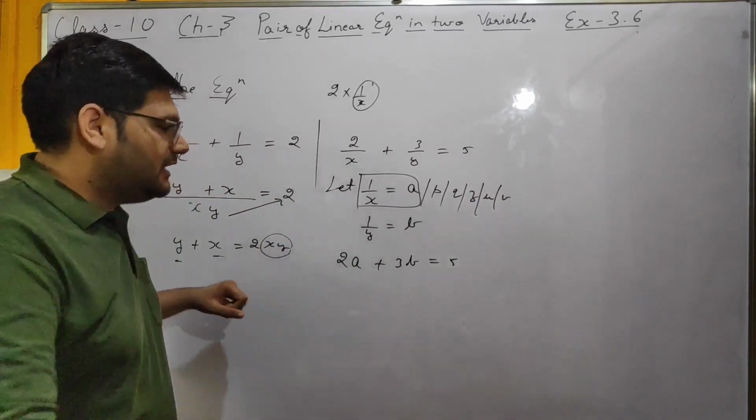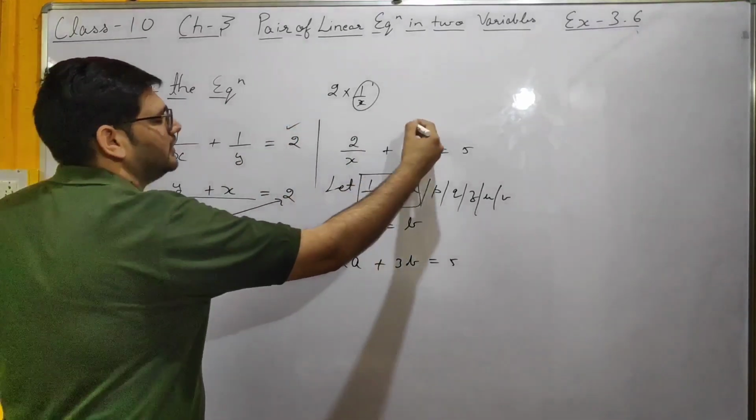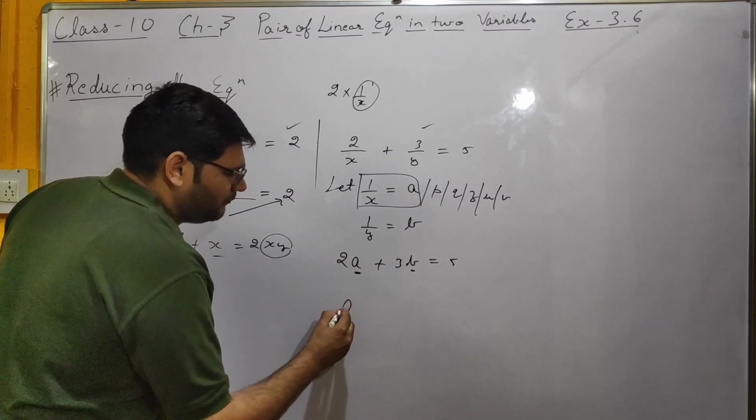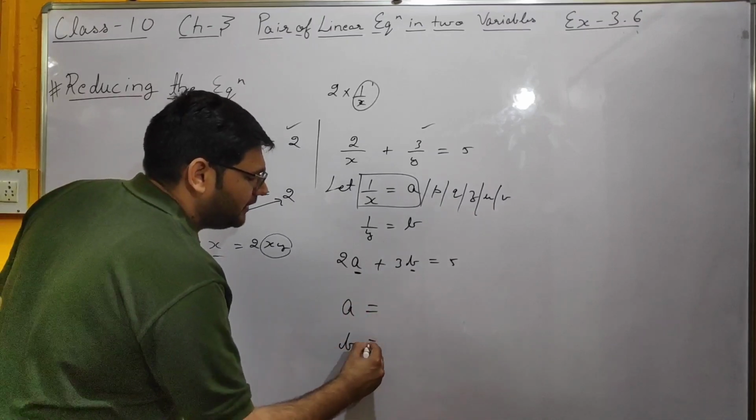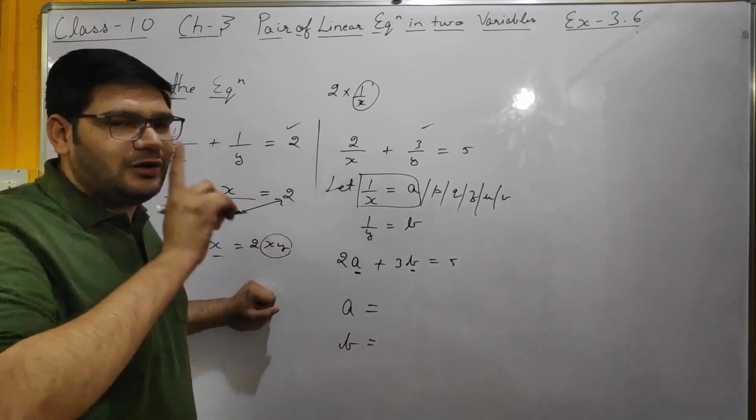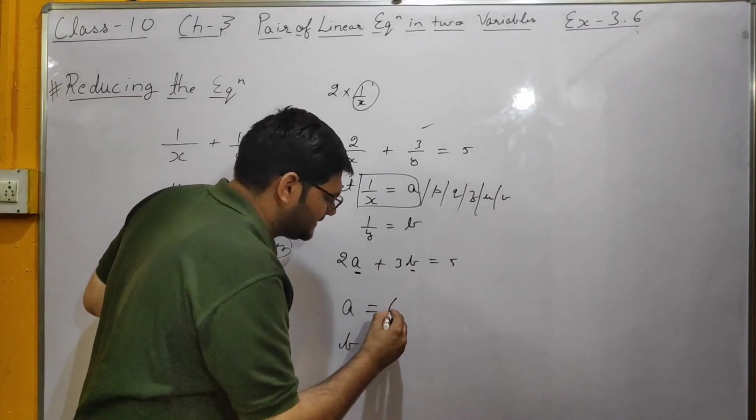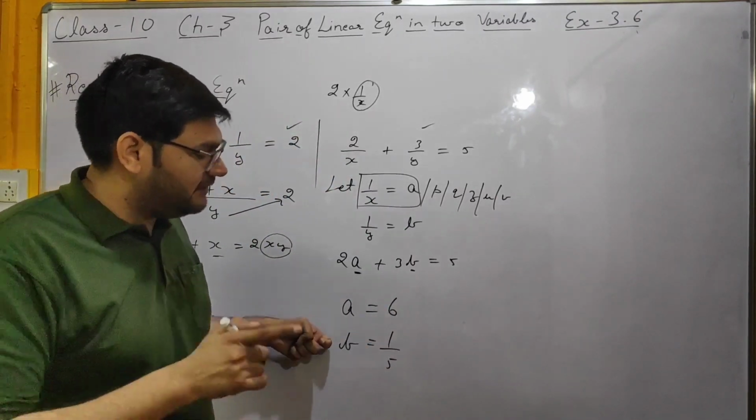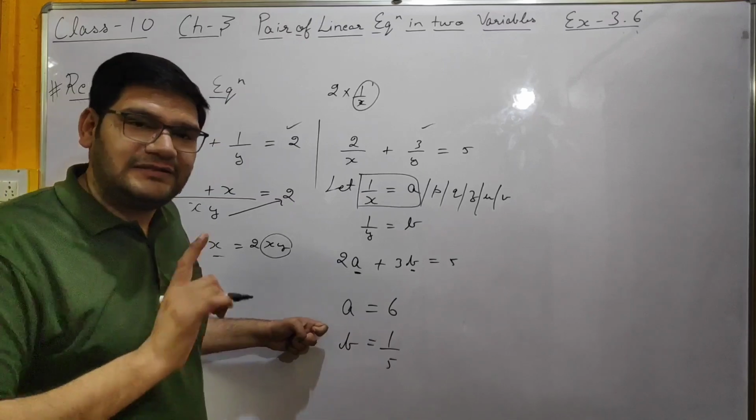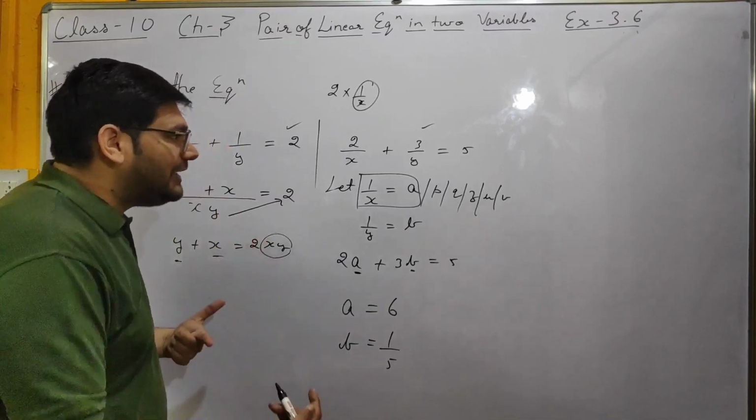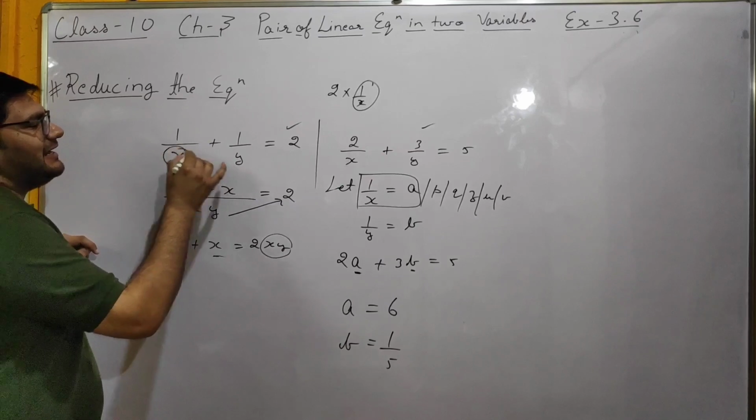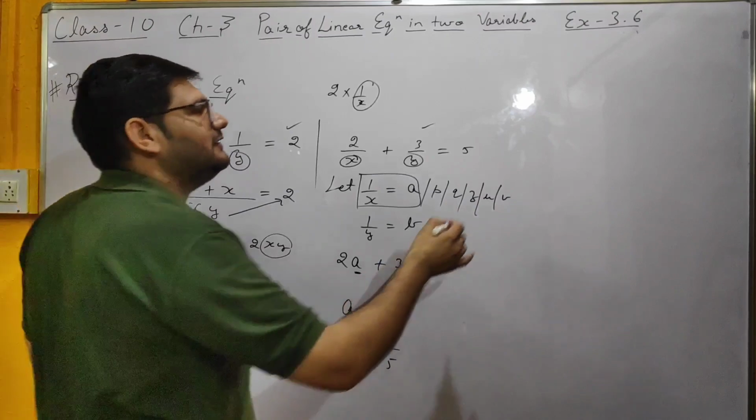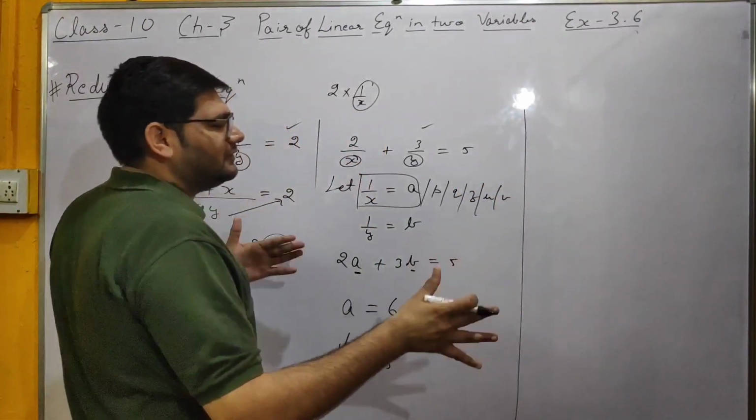But one more thing is there. Suppose you solved both the equations and you found the value of a and b. So these are not your answers. For example, let's say a is 6 and b is 1 by 5. But these are not your answers. Why? Because we need to find out x and y. I'm just telling you the method now.